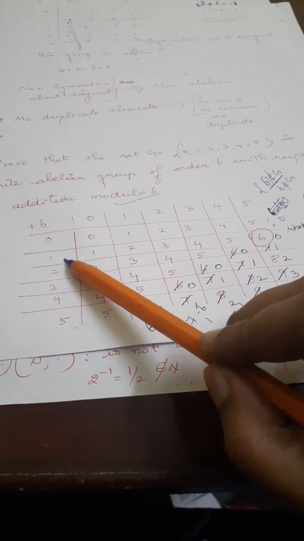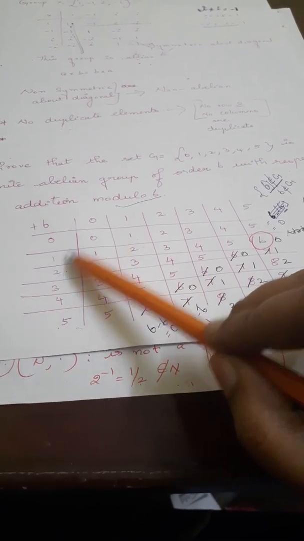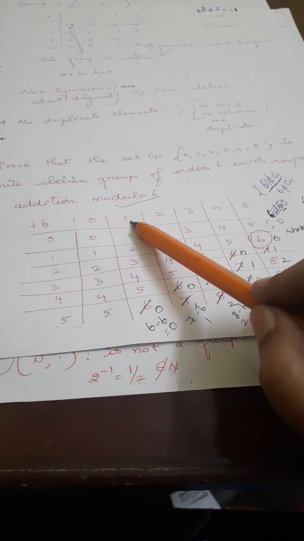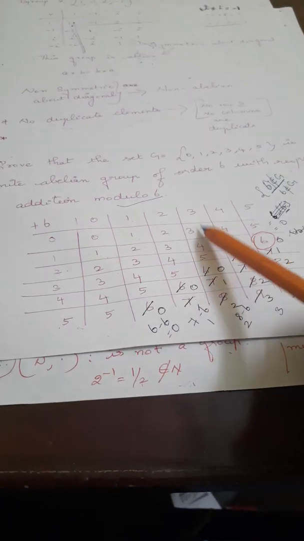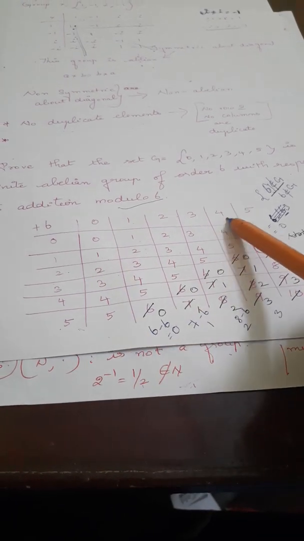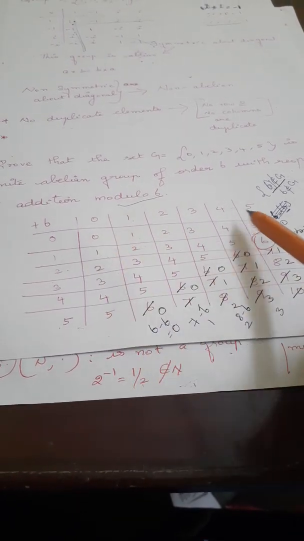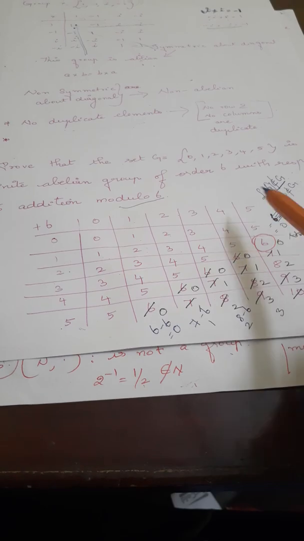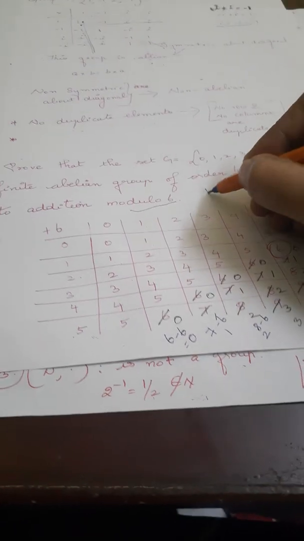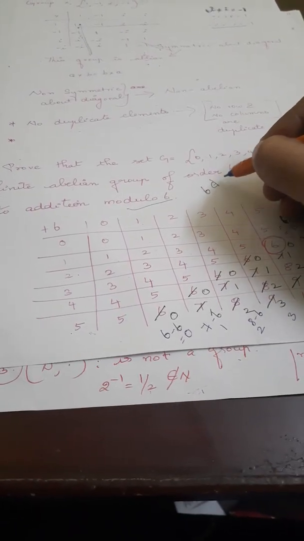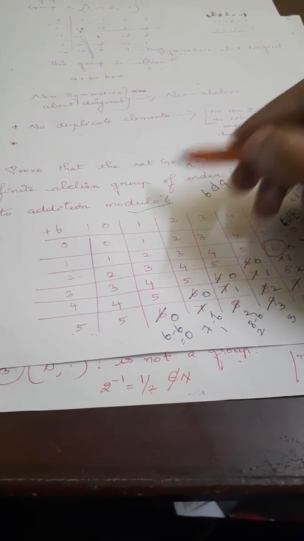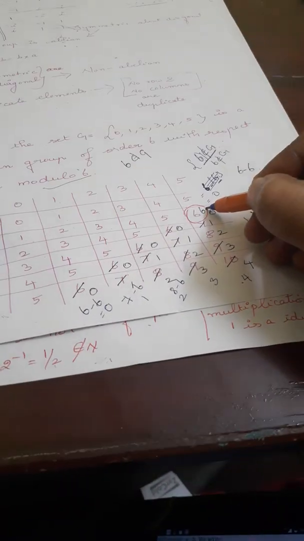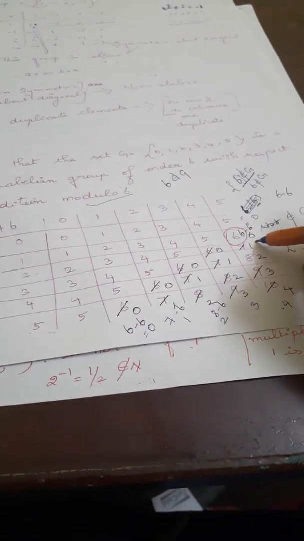1 plus 0 is 1, 1 plus 1 is 2, 1 plus 2 is 3, 1 plus 3 is 4, 1 plus 4 is 5, 1 plus 5 is 6, whereas 6 does not belong to my group. I am going to do the modulo operation here. So 6 minus 6 is 0.